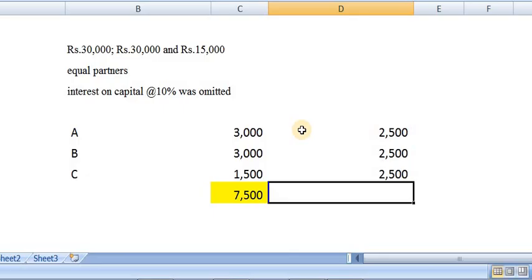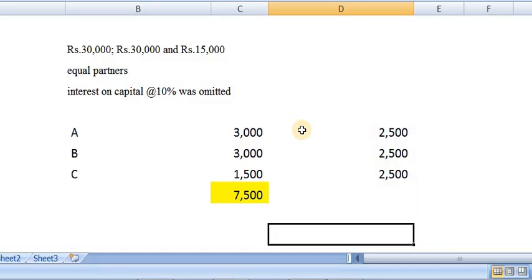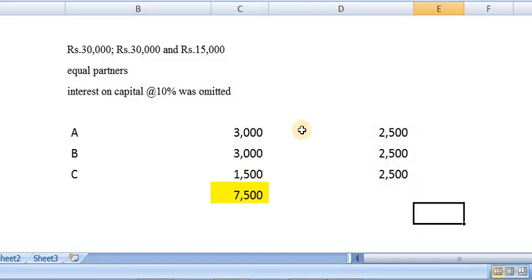How? Because we did not debit interest on capital. We did not give interest on capital, okay? I want to make sure that this is clear to you. Interest on capital was not given to partners means we gave a higher profit, okay? So the profit given was 7,500 extra, and that was given equally. This is the problem.